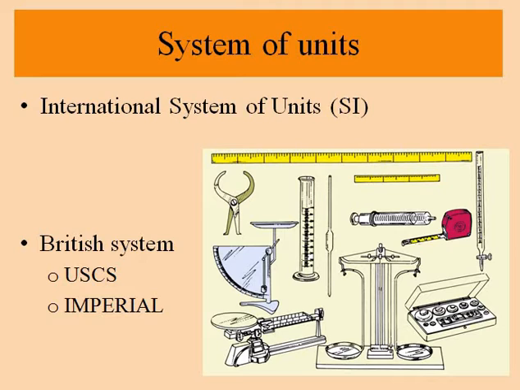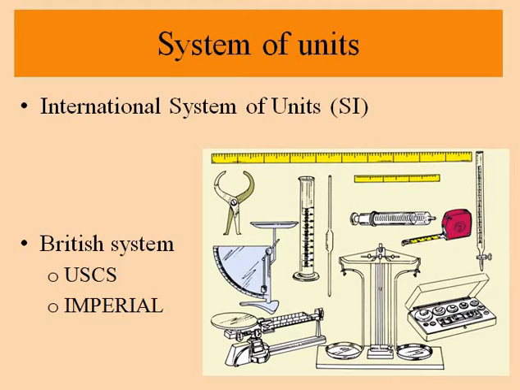And on the other hand, we have the British system or English system, which includes both the imperial system and also United States customary units, which we also call the USCS system. And both of these, the imperial system and USCS units, are derived from the British system.